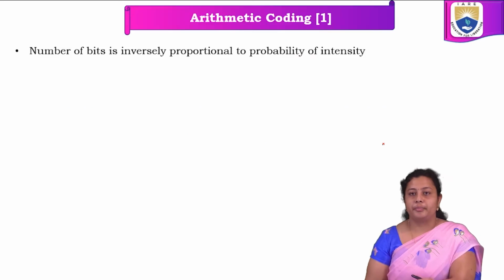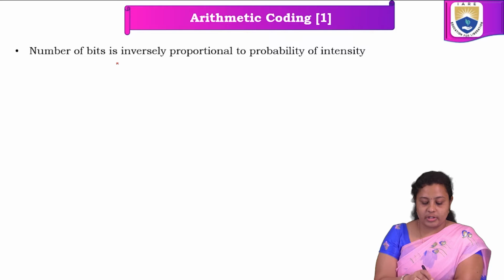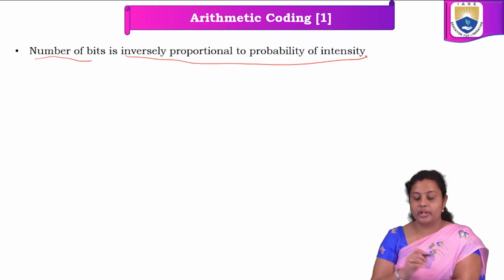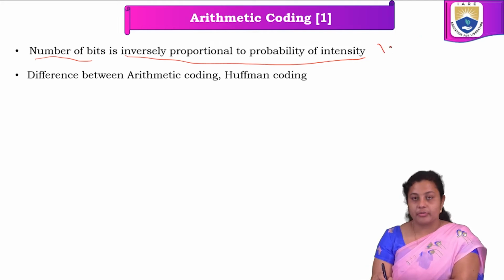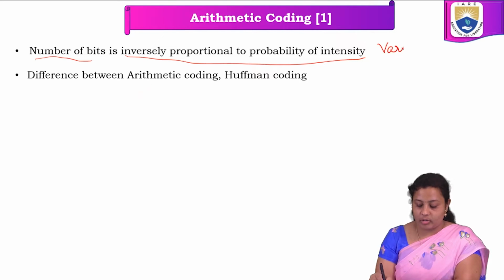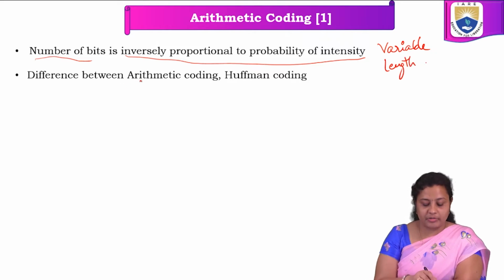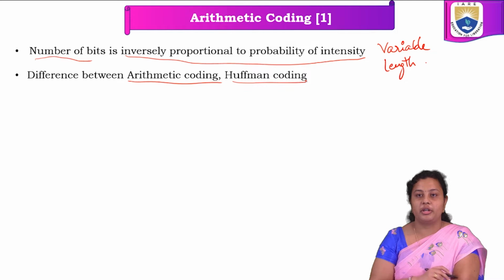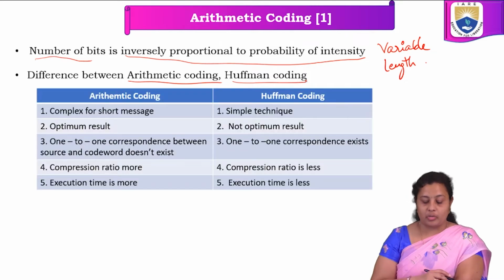What arithmetic coding actually is: the number of bits is inversely proportional to the probability of the intensity. So we can say it is a variable length coding technique. It is a variable length coding technique, and there is a difference between arithmetic coding and Huffman coding. How is that? Let's go in here.